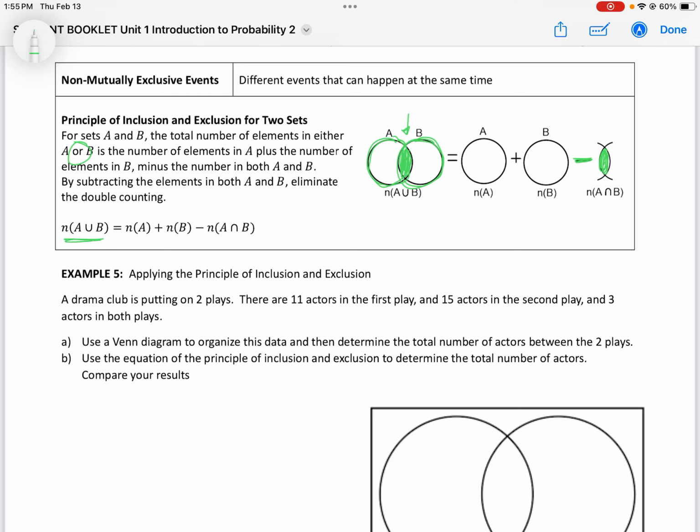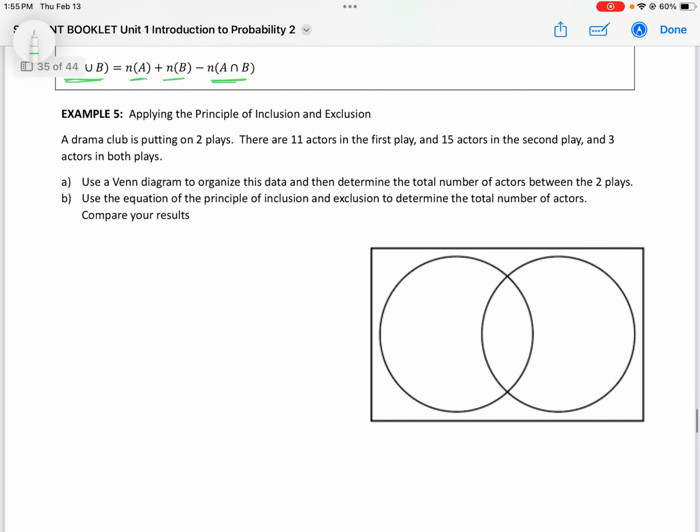So the number in A or B is going to be the number in A plus the number in B, and we're going to subtract that intersection. It's exactly what we just did. We just did it the long way. So let's go ahead and use that formula in the next question.